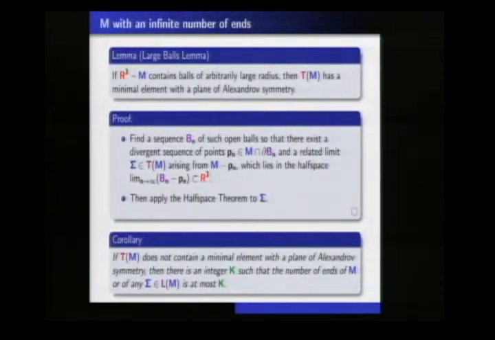Because, assuming everything's compact originally, every component, in fact, has to have an end. So in particular, the number of components here is going to be bounded. This is assuming you have no plane of Alexander symmetry for any minimal element in T of M. And basically, this is related to finding balls.